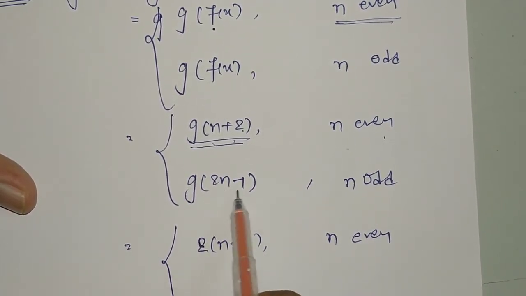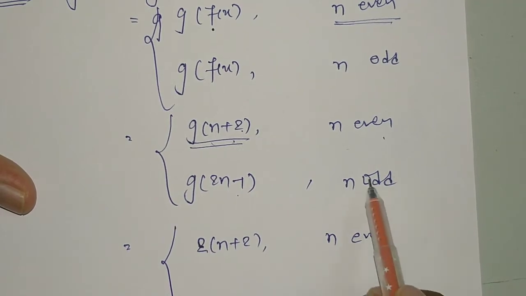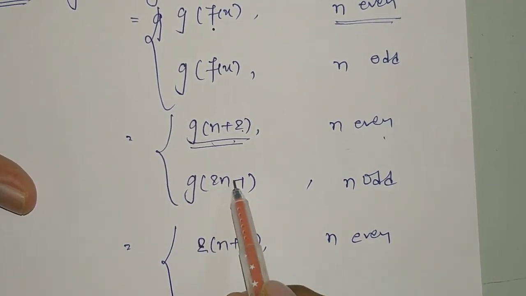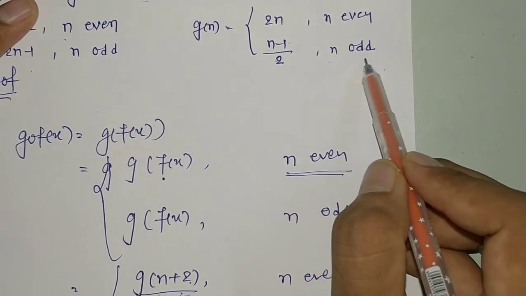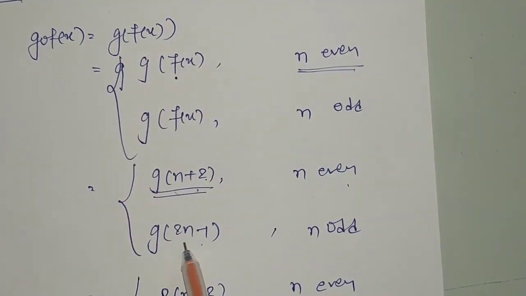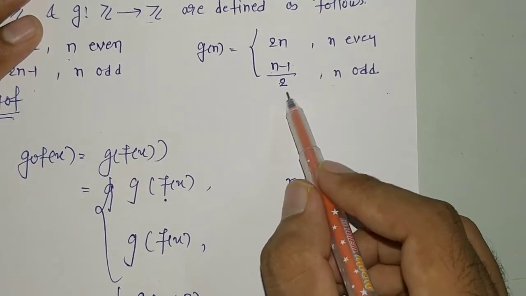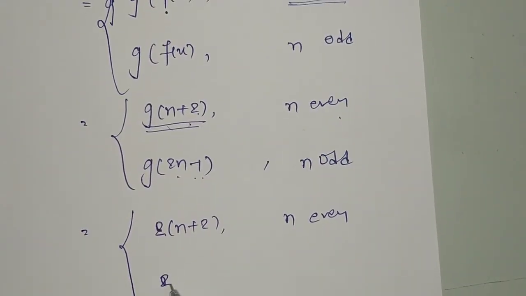And secondly 2n minus 1, see n is odd, so 2n minus 1 itself is odd, and g of n is defined as n minus 1 by 2 when n is odd, so we replace this with 2n minus 1 over here, so we'll get 2n minus 1 by 2 when n is odd.